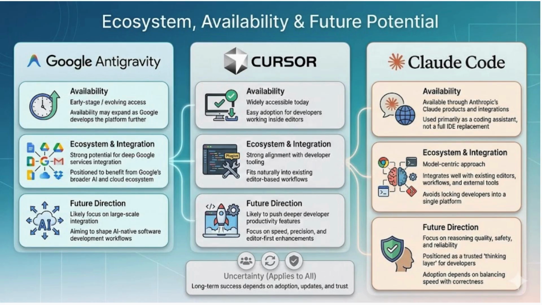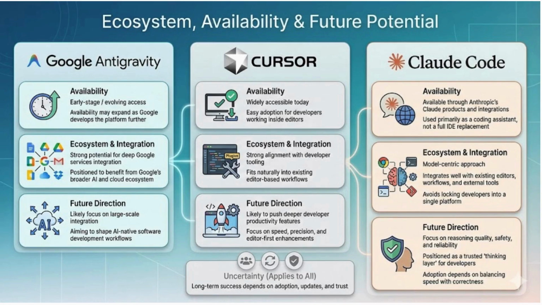Now, when it comes to future direction, Google typically plays the long game. If they move forward with Antigravity seriously, they may aim for large-scale integration where AI development support becomes part of the bigger platform. Cursor's direction is more focused, like pushing deeper productivity features, improving how AI assists coding inside the editor, and making the developer workflow faster and smoother over time.